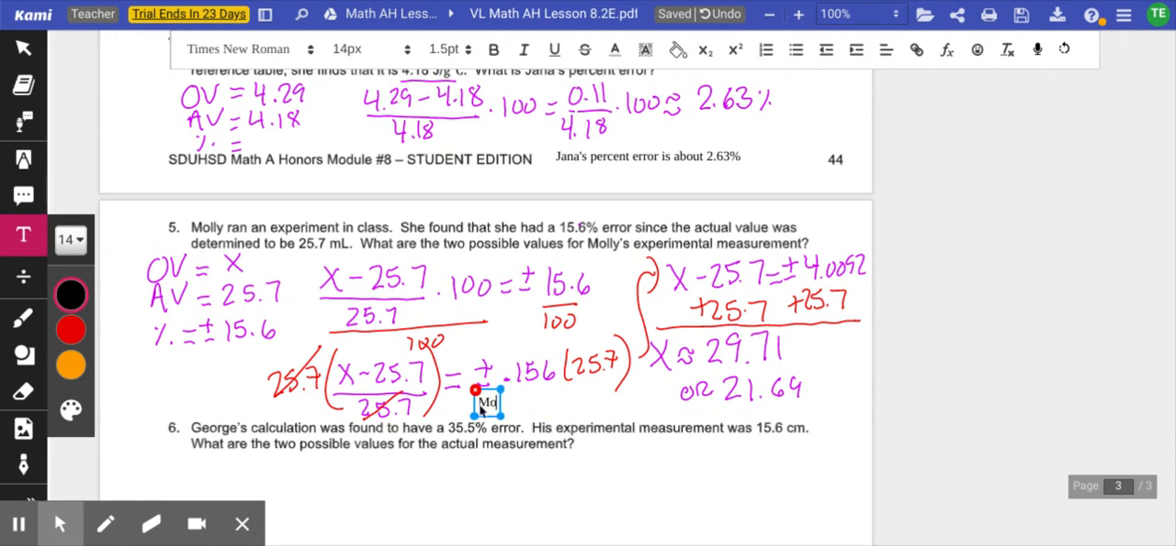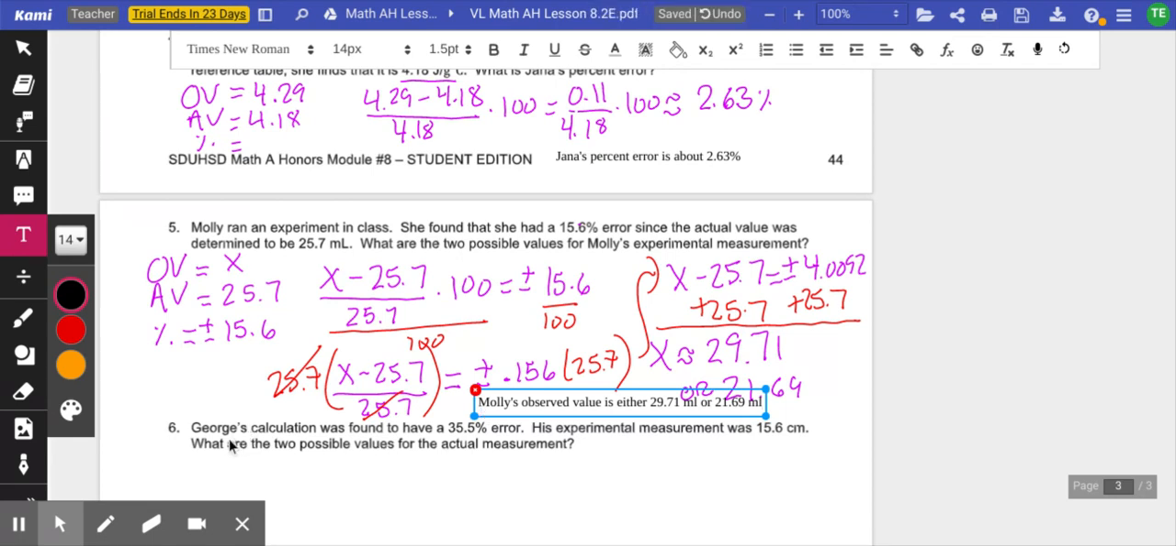So Molly's observed value is either 29.71 milliliters, that's if she was high, or if she's low, 21.69 milliliters. Okay, so we have to do a lot more work when we're trying to find the observed value or the accepted value.